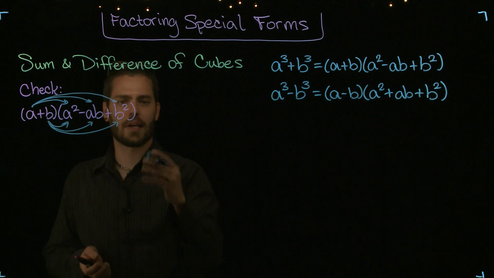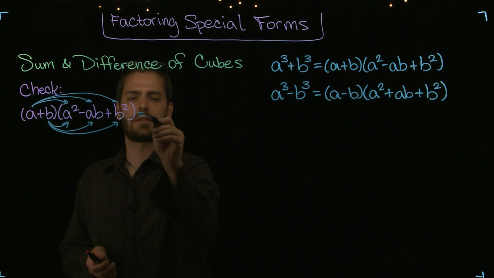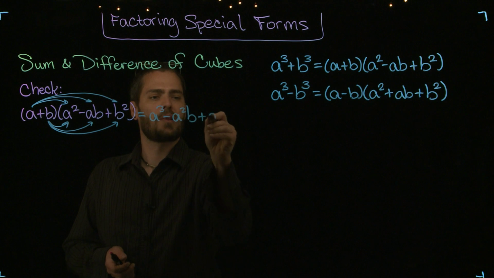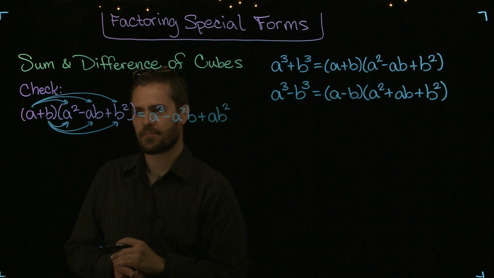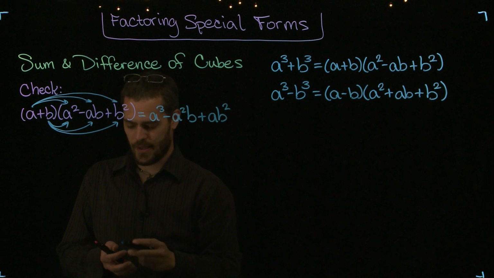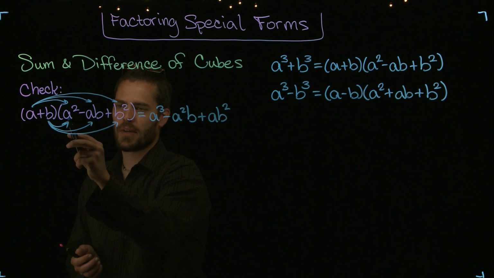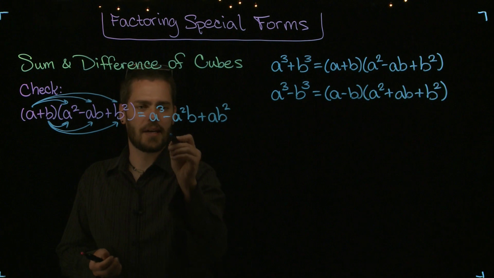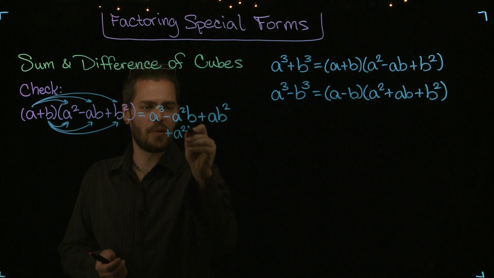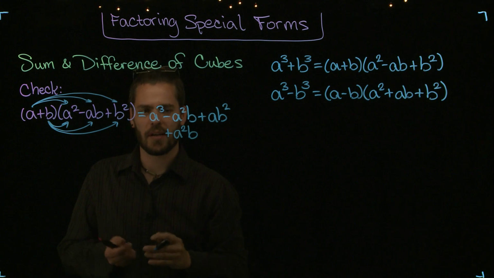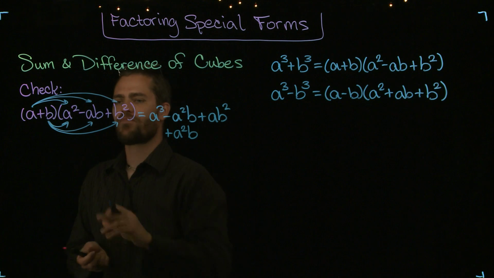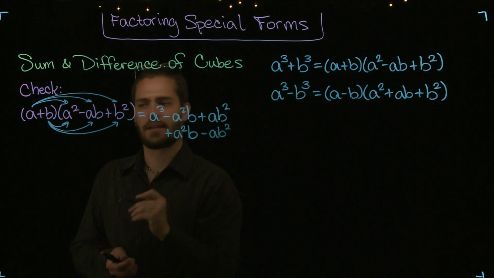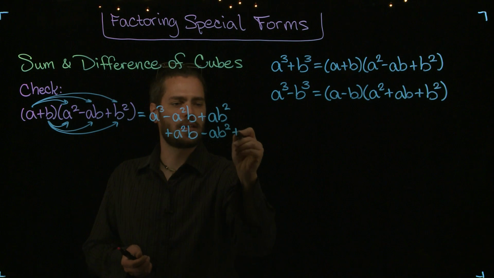So what we get at first is a times all those things gives me a cubed minus a squared b plus ab squared. Then I multiply b times all these guys. And b times a squared, that gives me plus ba squared. I'm going to put that as plus a squared b right below this one. ba squared is the same thing. The next one is minus ab squared, so I'm going to put minus ab squared right there. And the last one is plus b cubed.